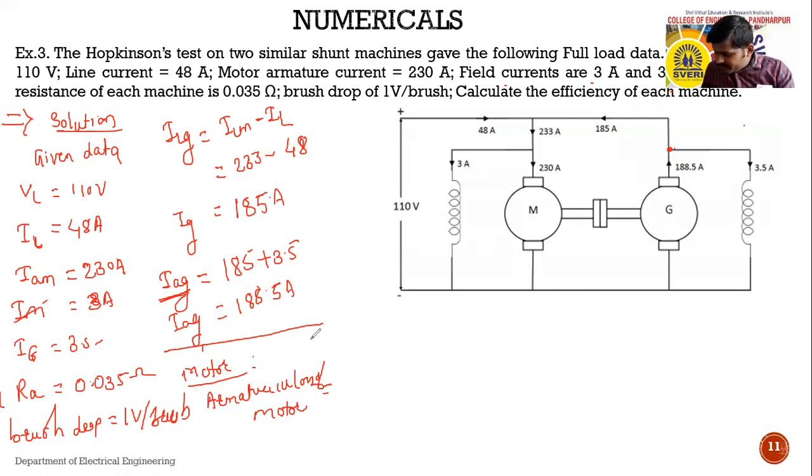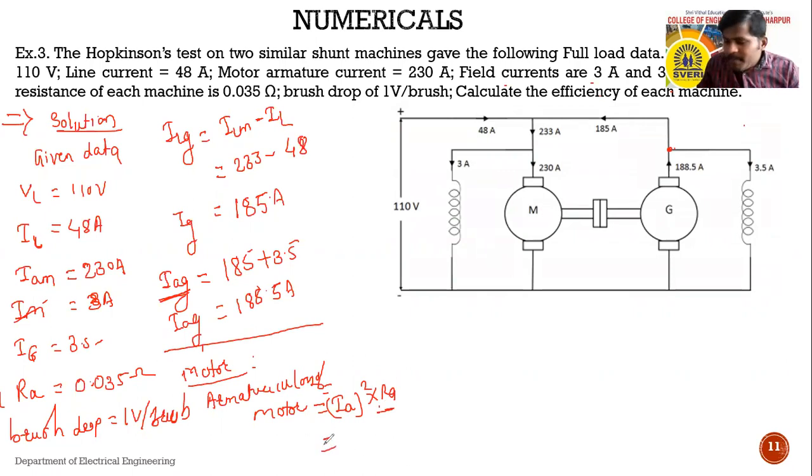What is the formula for copper loss? I square A into RA. Okay, IA square RA, where IA is nothing but the armature current of the motor and RA is nothing but the resistance.